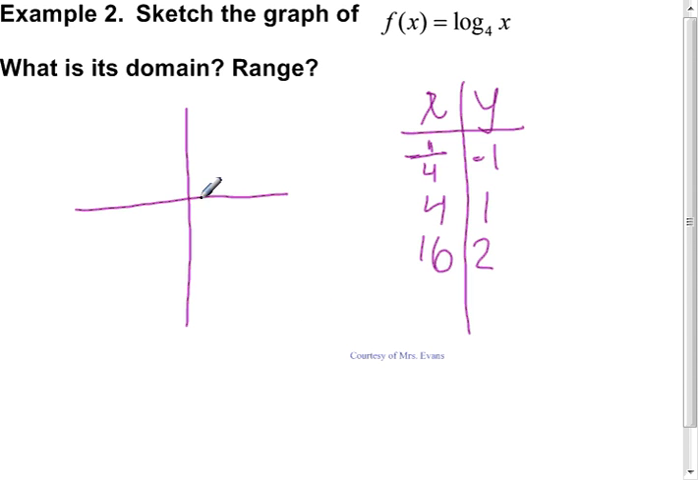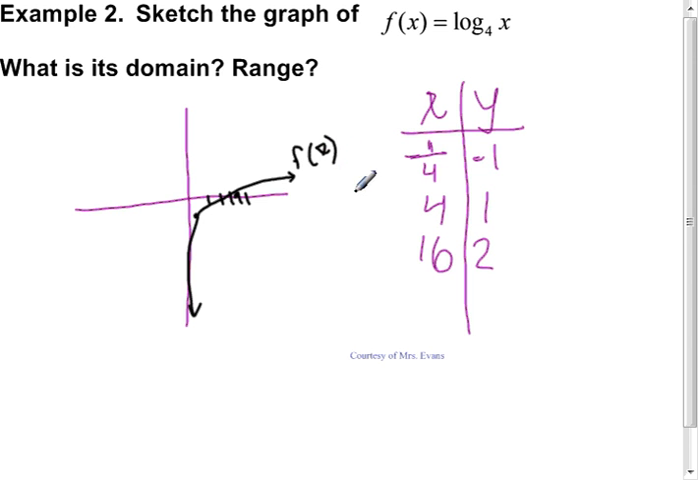Alright, so we have 1, 2... Alright, we'll get an idea here. So 1/4 is negative 1, 4 is 1, and then 16 is 2, so it's not going to grow very fast. Alright, so it would look something like this.